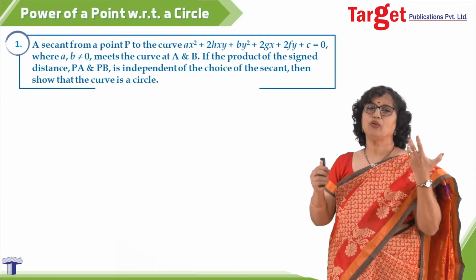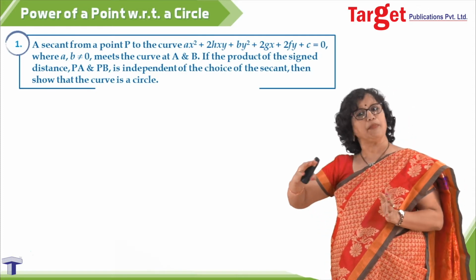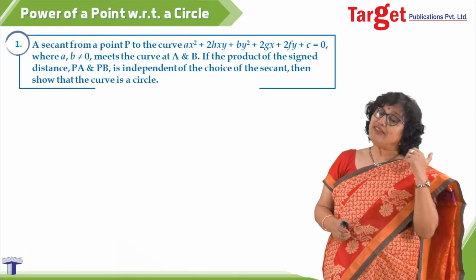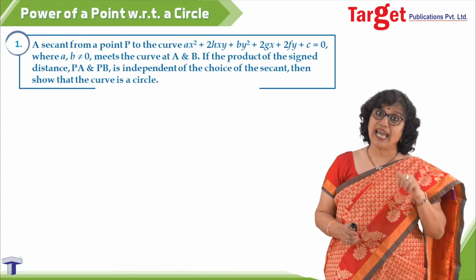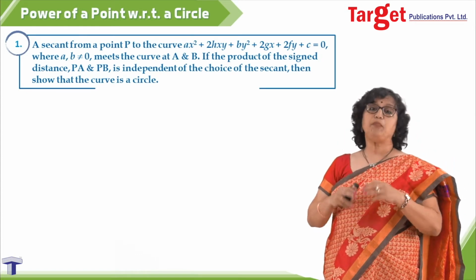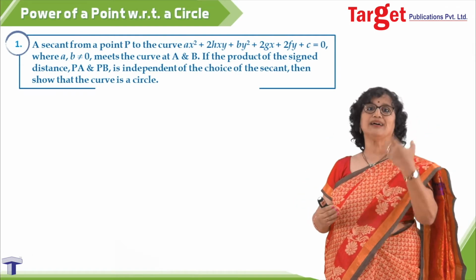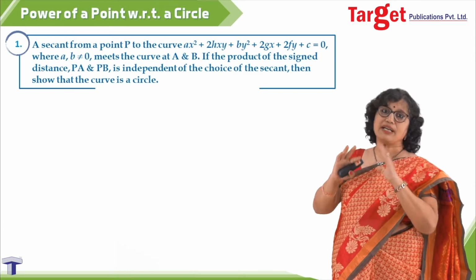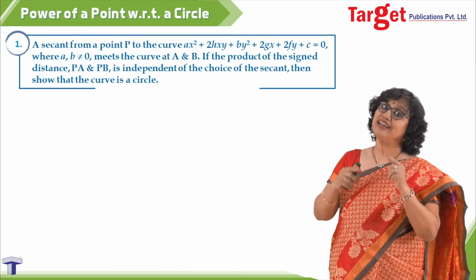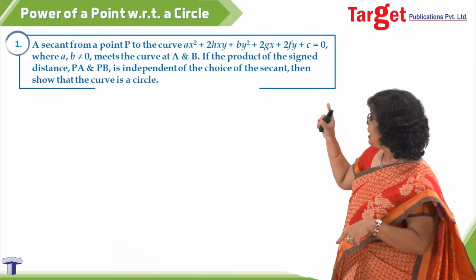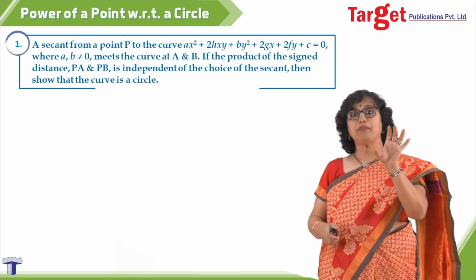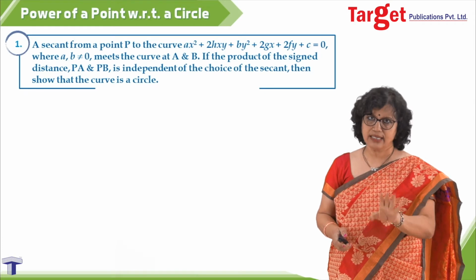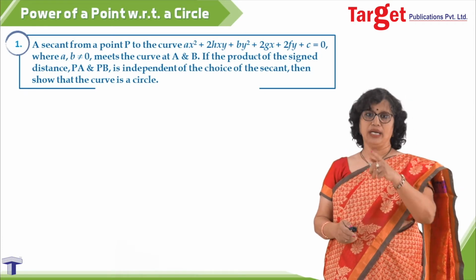It is not a question which you can put in multiple options. So let us learn something from this situation. In the previous part, whatever I had discussed, there I said that power is independent for a circle of choice of secant. Here, the curve is not a circle. It is not given. Rather, it is to be shown, right? Here, the product PA-PB is given to be independent of choice of secant, correct? And then we have to show it is a circle.